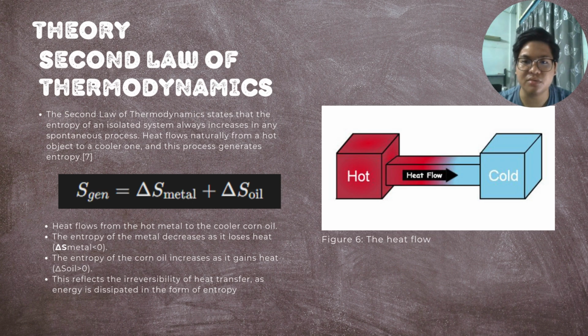Heat flows from the hot metal to the colder corn oil. The entropy of the metal decreases as it loses heat, so change of S metal is less than zero. The entropy of the corn oil increases as it gains heat, so change of S oil is greater than zero. This reflects the irreversibility of heat transfer, as energy is dissipated in the form of entropy.